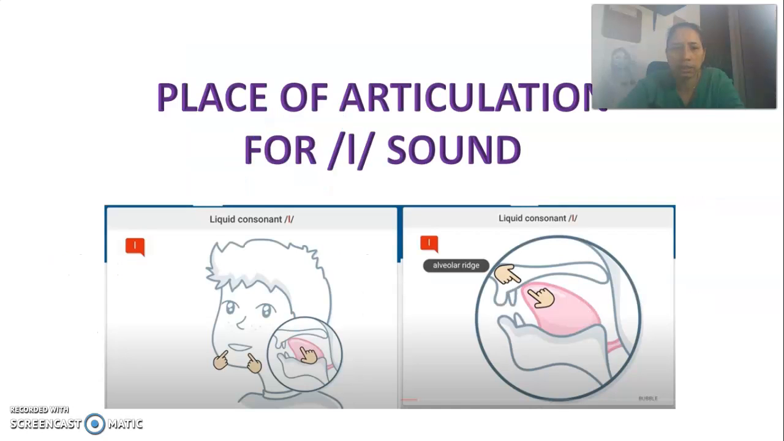Like here in the picture of the place of articulation of the L sound. You can see in the picture that the mouth is a little bit open. That is an important space in order for the sound to come out. And then the tongue is touching the alveolar ridge. And then you can make the sound like this.